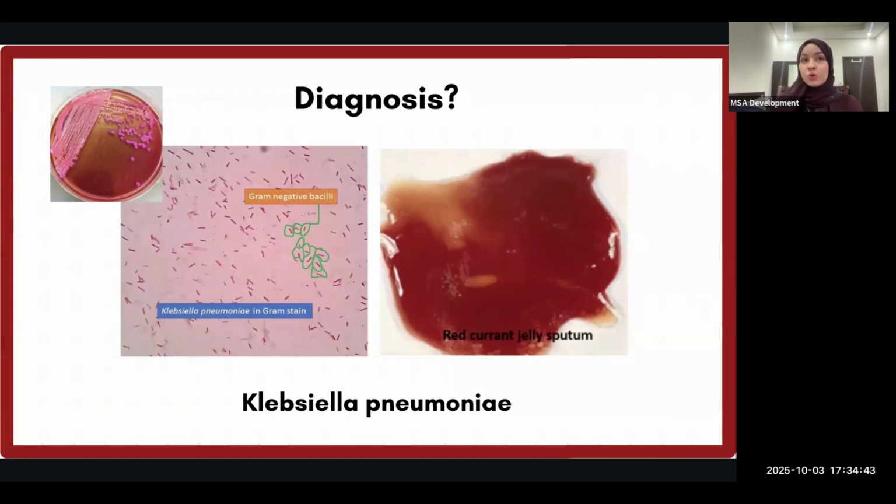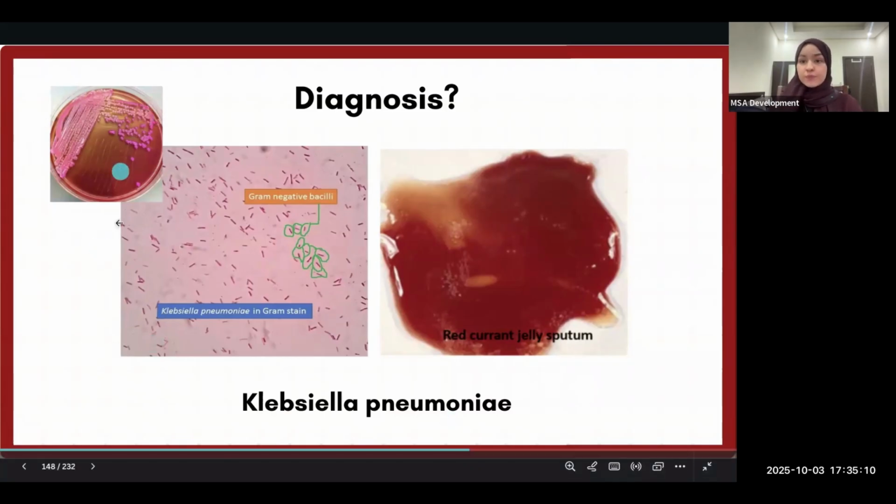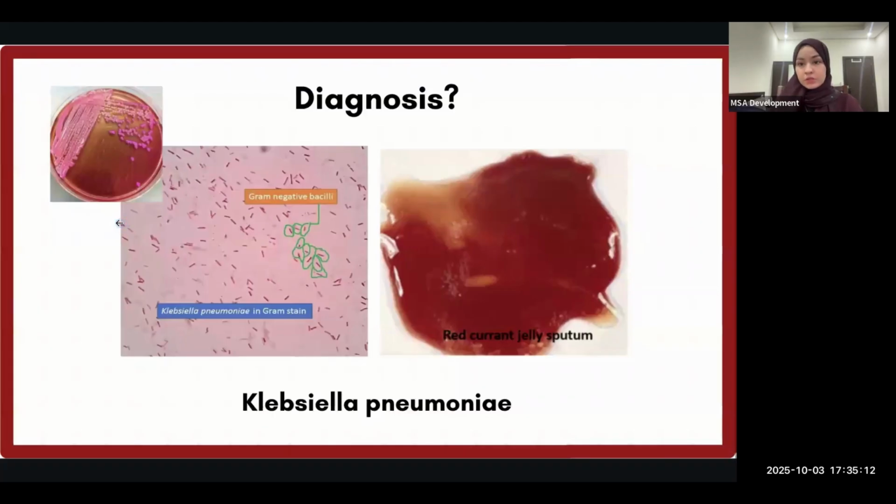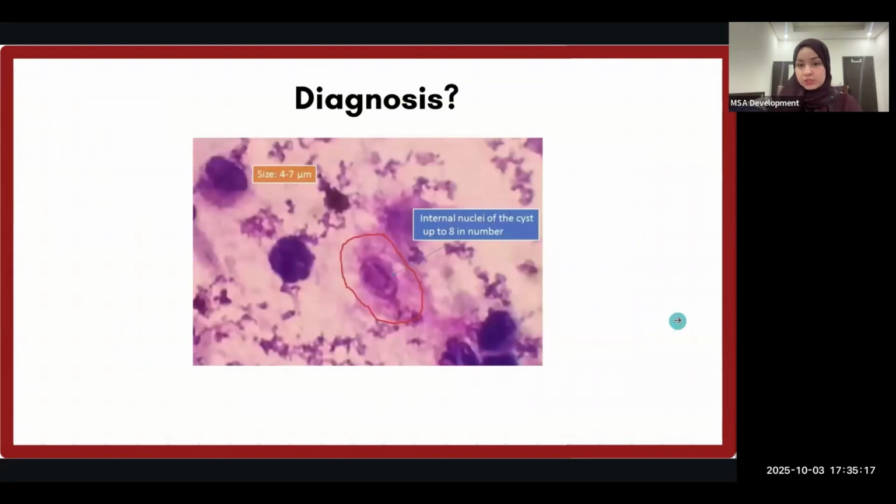Alcoholics, yes. Why? Because it's one of the causes of aspiration pneumonia, and you can aspirate things when you are unconscious or not in your right mind, like in alcoholism. So alcoholics, Klebsiella pneumoniae. The sputum is described as red currant jelly, and they are gram-negative bacilli. This is how they look, and this is how it looks on agar.